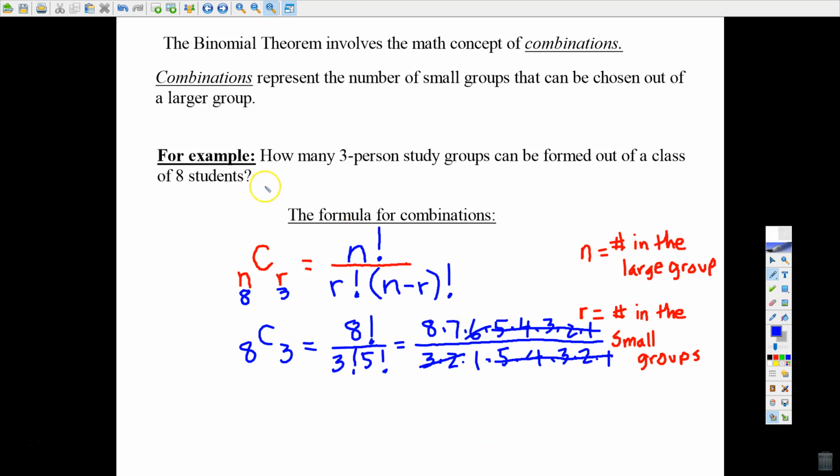56. So what we've discovered is that there are 56 different 3-person study groups that we can come up with out of a class of 8 students using what is known as the combination formula. Well, let me show you how we can do that real fast using your calculator.